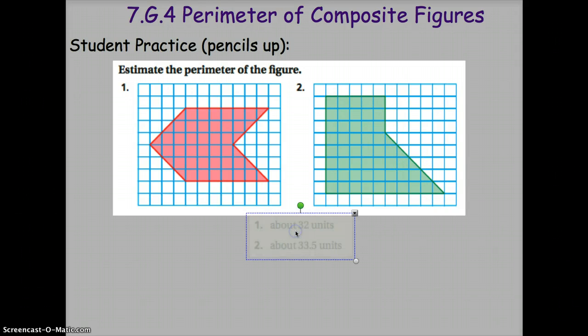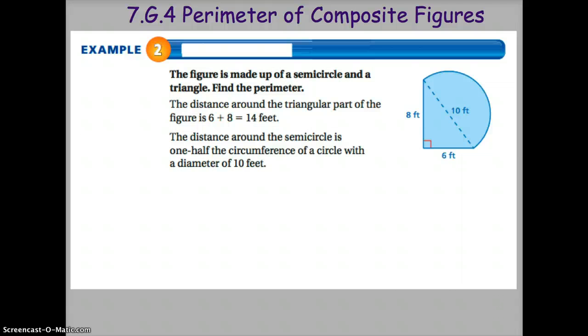So you can go ahead and add them all up, and you'll find that image 1 is about 32 units when you count all the way around. And image 2 is about 33.5 units. You have that extra half. Okay. Let's go ahead and go on to teacher example 2.